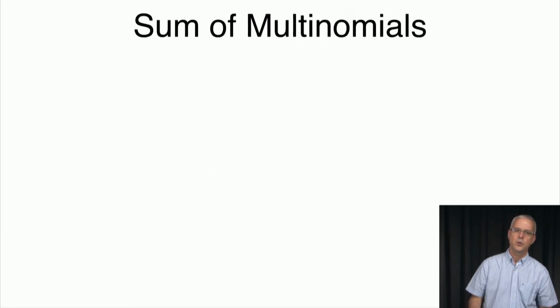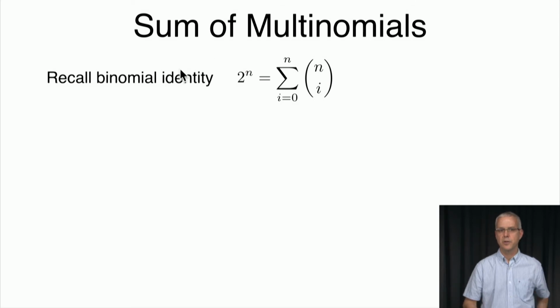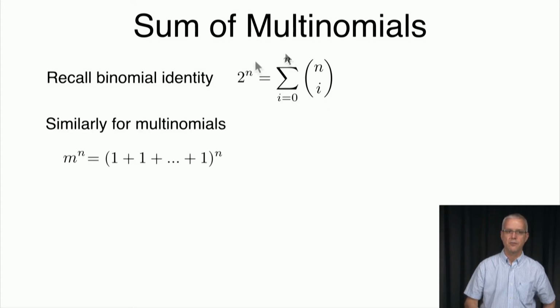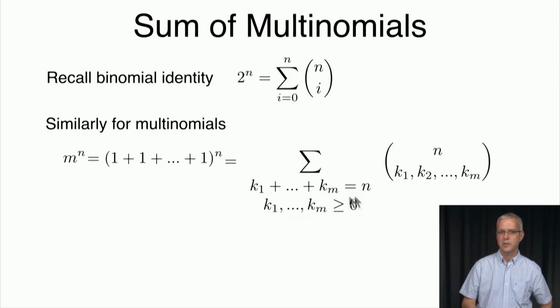All right, so the other extension we want to talk about is sum of multinomials. So for the binomial coefficients, remember that we had 2 to the n is the summation of n choose i, going from 0 to n. And for the multinomial coefficients, we'll have that m to the n, which is 1 plus 1 to the n, is going to be the summation of n choose k1, k2 up to km, that sum to n, and all the product is going to be 1. So we get that m to the n is just the summation of the multinomial coefficients.